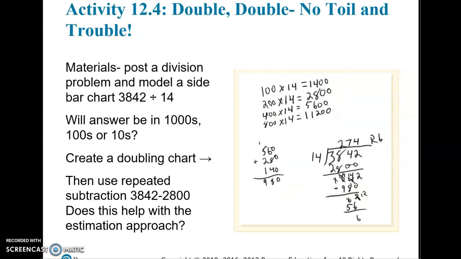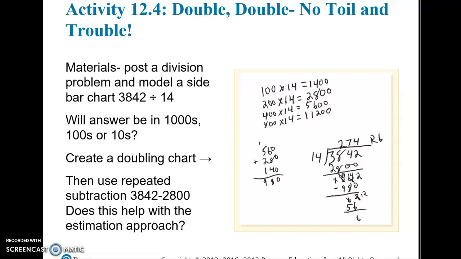In activity 12.4, select a division problem with a 2-digit divisor, such as 936 divided by 18. Display a corresponding side chart of the products of the divisor. So 10, 20, 40, 80, all times 18. Then try to think about the division using a missing factors approach and repeated subtraction. See if this helps in the estimation process.